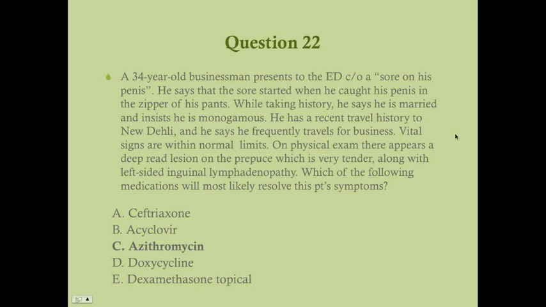Secondly, travel history. Always important to get travel history, especially with any kind of thing that occurs around the pelvis. So vagina, penis, etc. So what STD does this patient have? He's got a sore on his penis and he's got left-sided inguinal lymphadenopathy. That is chancroid. Now, the choices here are ceftriaxone. Ceftriaxone would be good if the patient had gonorrhea. Acyclovir would be fine if this patient had herpes, which you might think it is if you didn't get a travel history. Azithromycin is the drug of choice for chancroid.